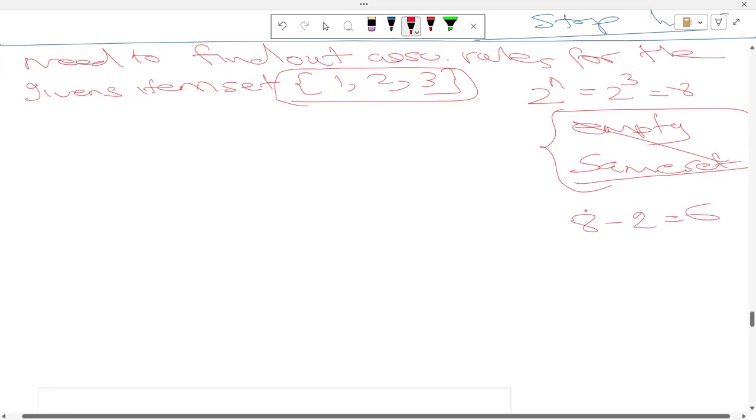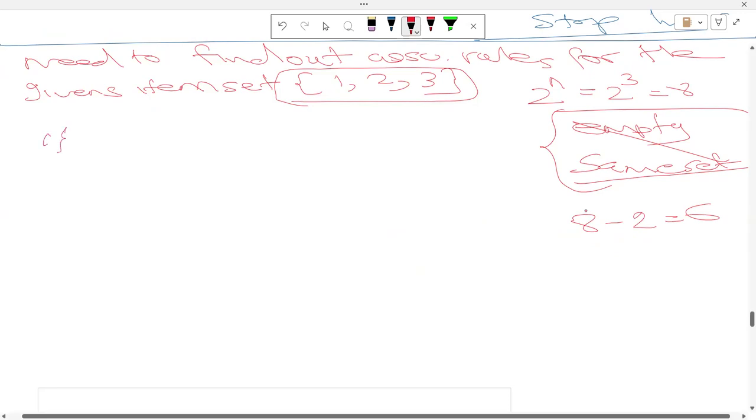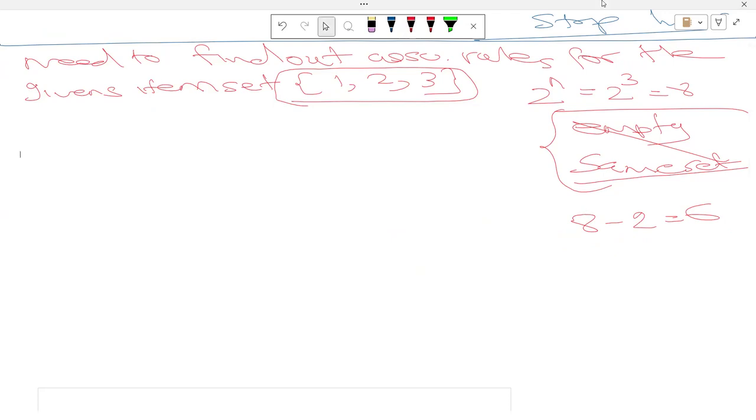So to find all the possible association rules, what you need to do first is write the subsets of these 1, 2, 3. So the subset means 1 is a subset, right? This is the way.